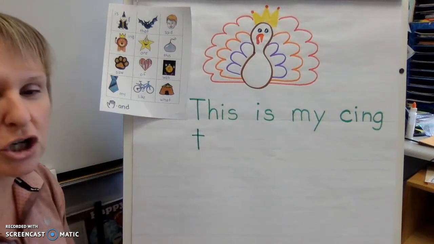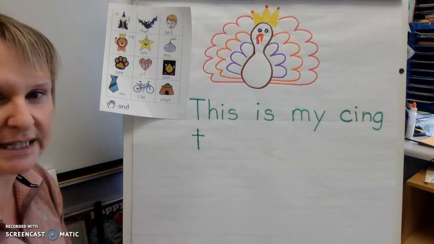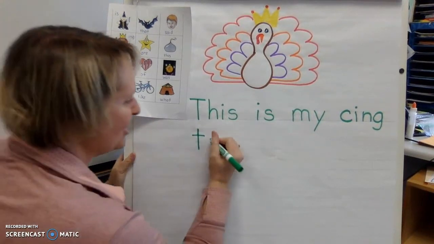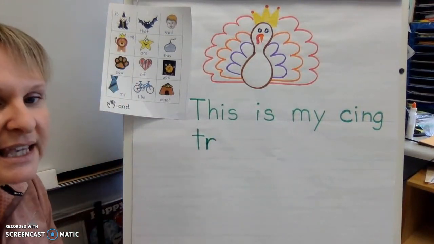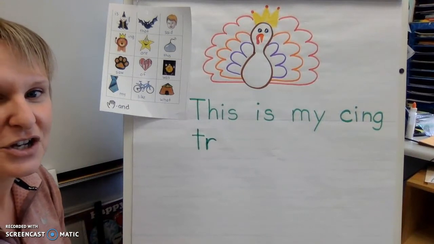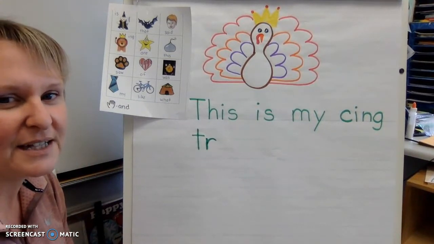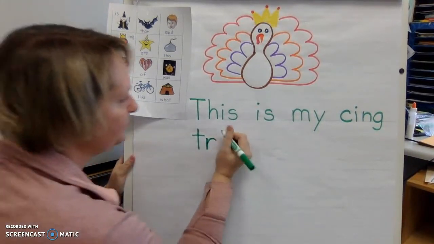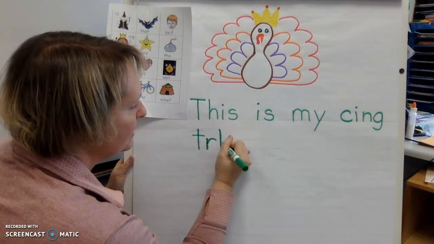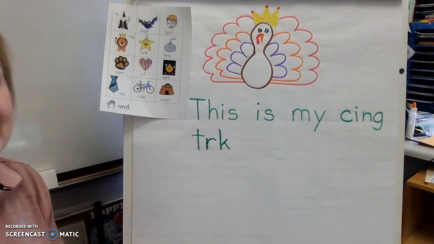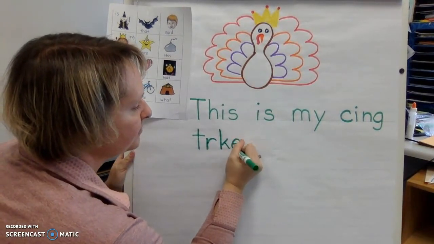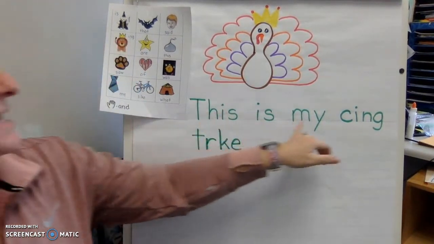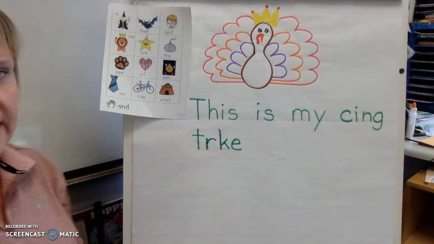Good. Turkey. R. R. Good. Turkey. Turk. Okay, good. E. Turk. Then E. E. Great. This is my king turkey.